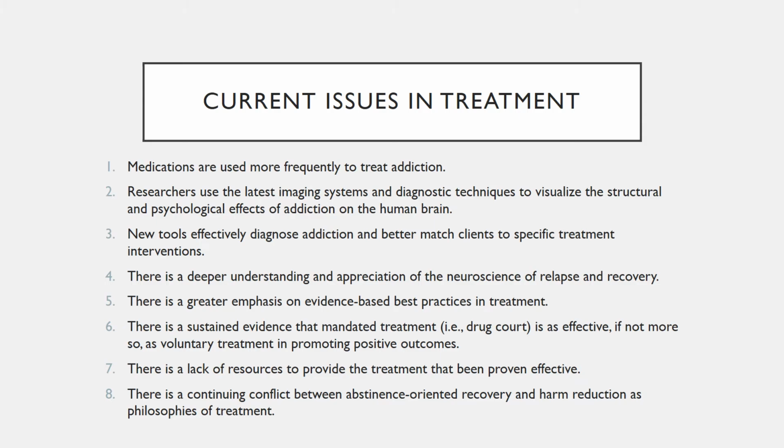Number 4 is that there's a deeper understanding and appreciation of the neuroscience of relapse and recovery. So just as we also understand the science behind addiction, we also can understand more now the science behind relapse. And so instead of viewing that as a moral issue, or someone messed up or they did something wrong by relapsing, we can understand that the ways that the brain has been impacted by substance use also can still be affecting the individual when they relapse.